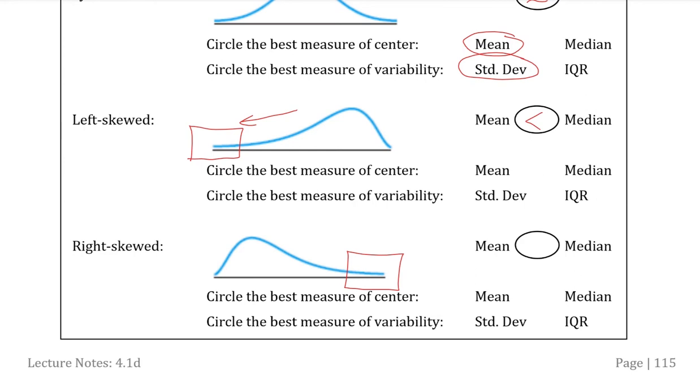For left skewed data then, because it is not symmetric, we would use resistant measures such as the median and IQR to measure center and variability. On the flip side, for right skewed data, we have extreme values far on the right that are pulling the mean up to be larger. So the mean is greater than the median. And just like with left skewed data, the median and IQR are still appropriate measures of center and variability.